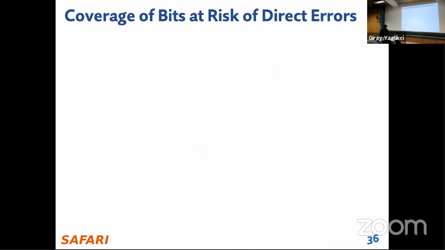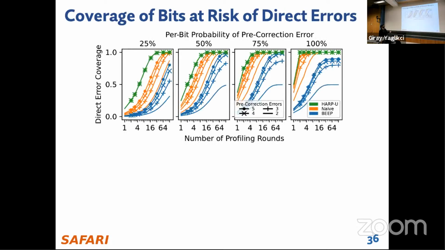First, let's take a look at the coverage of direct errors that the active profiler enables. Here are the results that we have. There are a lot of different curves here. Along the x-axis, we're showing the number of profiling rounds that are required to achieve a direct error coverage on the y-axis. High coverage means that we found all of the bits; low coverage means we haven't. Each of these different curves represents the three different mechanisms: HARP, naive, and BEEP.